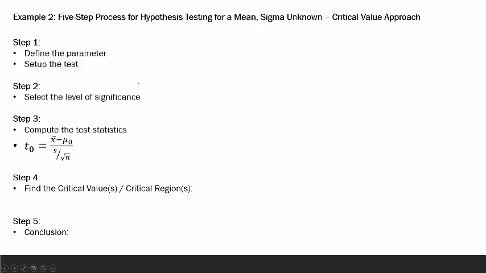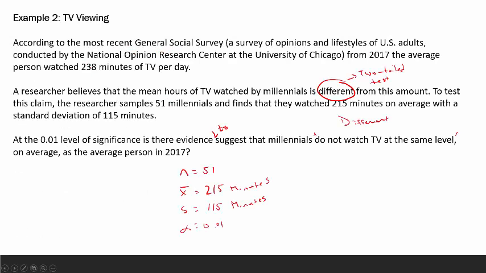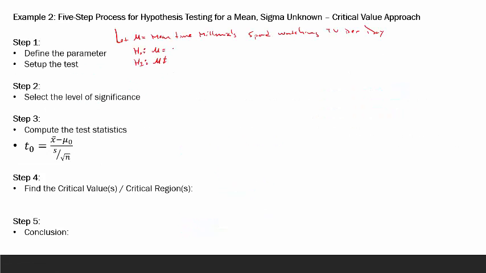Okay, so step 1, define the parameter. What we're investigating here, we're going to let mu be the mean time millennials spend watching TV per day. And we want to test to see if it's different from that 2017 level. So it's mu is equal to a number versus mu is not equal to a number. And what we're testing to see that it's different from is the 238 minutes on average. All right, so select the level of significance. I'm going to give you that. It's 0.01.